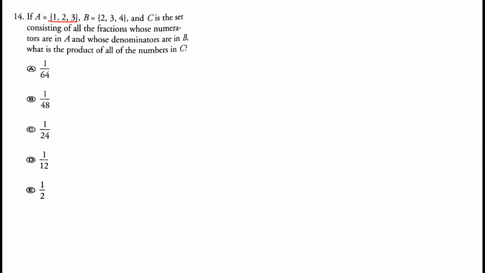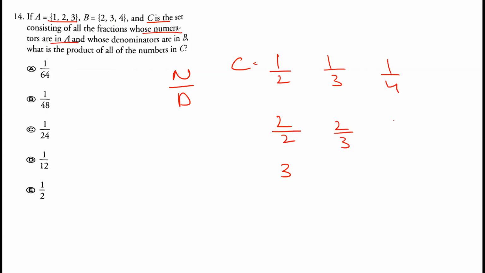Now if set A contains 3 numbers 1, 2, 3, and set B contains 3 numbers 2, 3, 4, and C is the set consisting of all the fractions whose numerators are in A and whose denominators are in B, so numerator over denominator. C would contain what? There are 3 possibilities for a numerator: we can have 1, 2, and 3. And the denominator can be either 2, 3, 4. So we have 1 over 2, 1 over 3, and 1 over 4. Then 2 over 2, 2 over 3, and 2 over 4. Then 3 over 2, 3 over 3, and 3 over 4. These are the total numbers that you are going to find in set C.